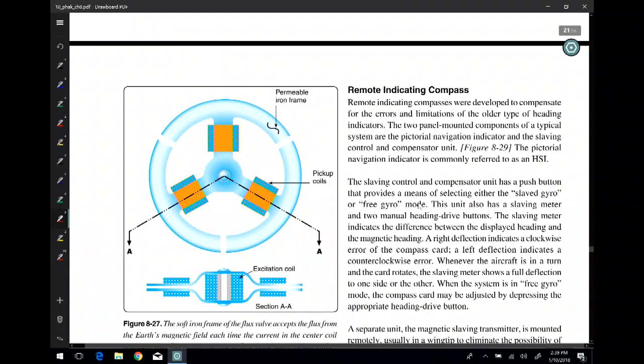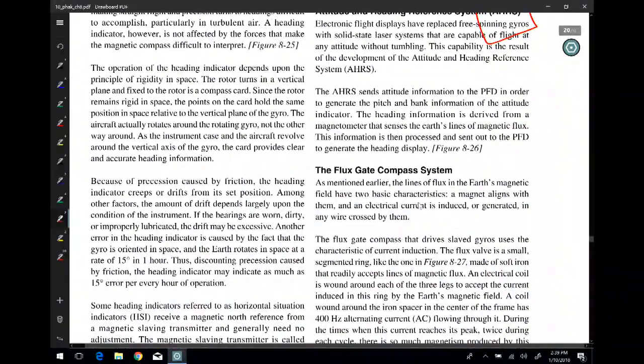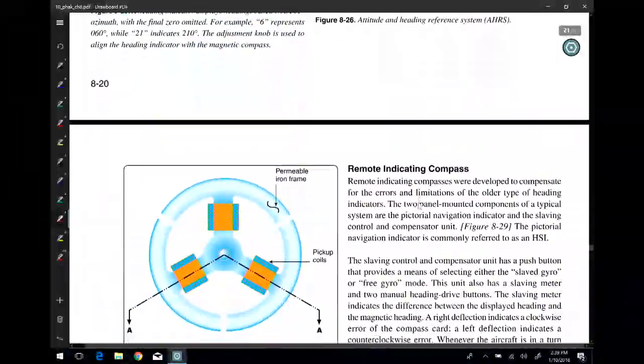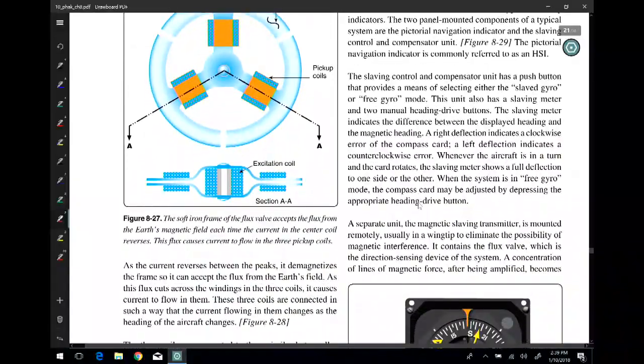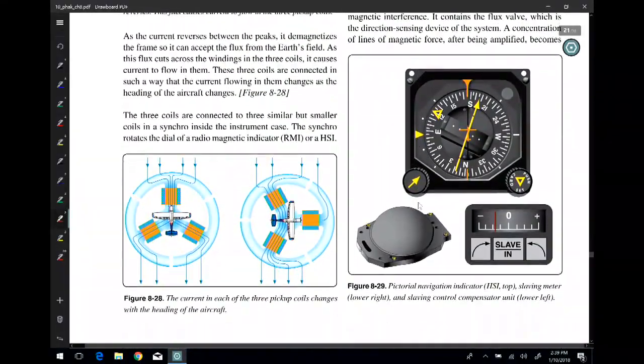So that's kind of how that works. AHRS, solid state, very reliable, but it can fail. Just saying. Now, we look at this. This is something here that we call a remote flux gate compass. We don't see these much anymore. They are used somehow in what we call a magnetometer.